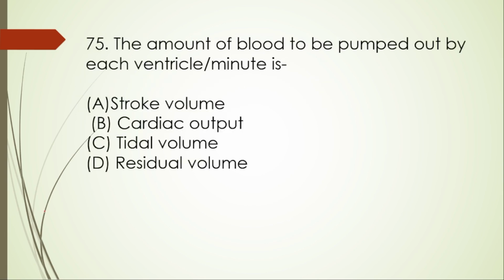Next question, 75. The amount of blood to be pumped out by each ventricle per minute is A, stroke volume, B, cardiac output, C, tidal volume, and then D, residual volume. So here the right option is cardiac output.